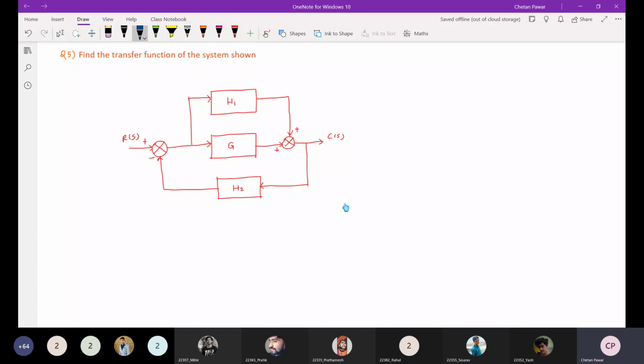Now, let us consider problem number 5. In this also we need to find out the transfer function of the system shown. So how many loops are there in this particular block diagram? How many loops are there? 2. How? Sir, 1.